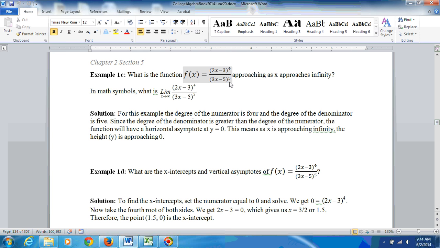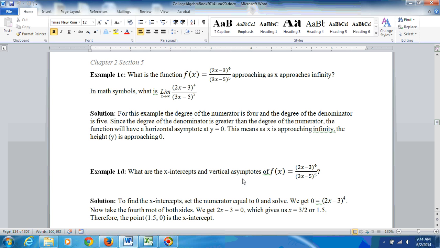Well, the degree of the denominator would be to the 5th power, and the degree of the numerator is the 4th power. So therefore, the degree of the denominator is greater than the degree of the numerator, and when that happens, you have a horizontal asymptote at y equals 0. So the answer to this is 0. It's approaching 0. In the long run, this graph is going to level off and flatline on the x-axis.